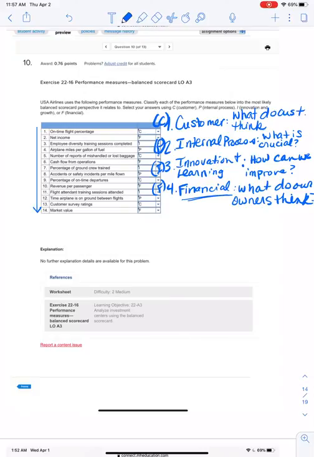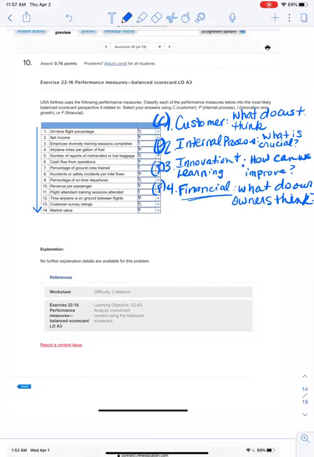Now, for number of reports of mishandled or lost baggage, that's going to be the customer orientation. All right, we don't want to be losing our customers' goods because that will leave them with a very dissatisfied view of our organization. Cash flow from operations, that is also going to be a financial metric, just like net income. And you can typically find this, of course, on your statement of cash flows.